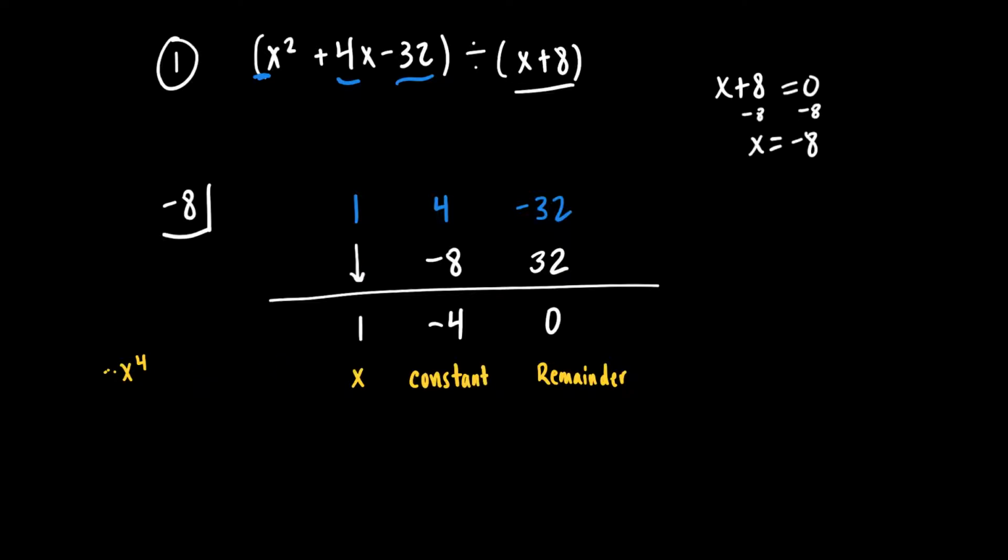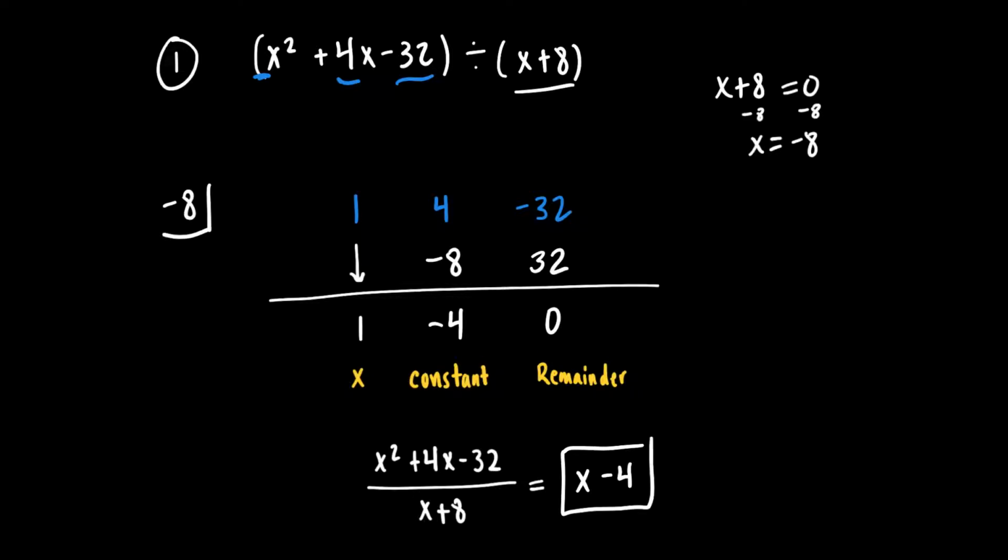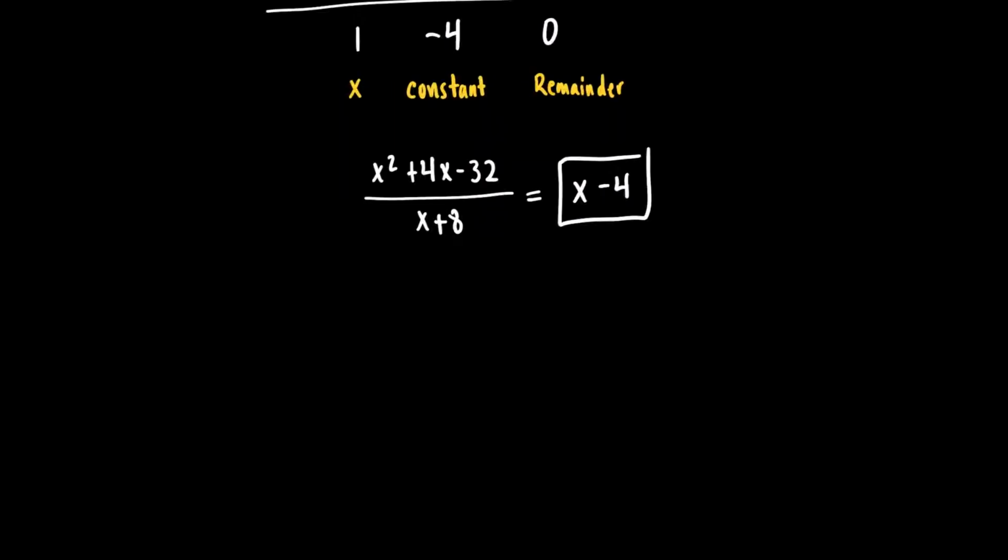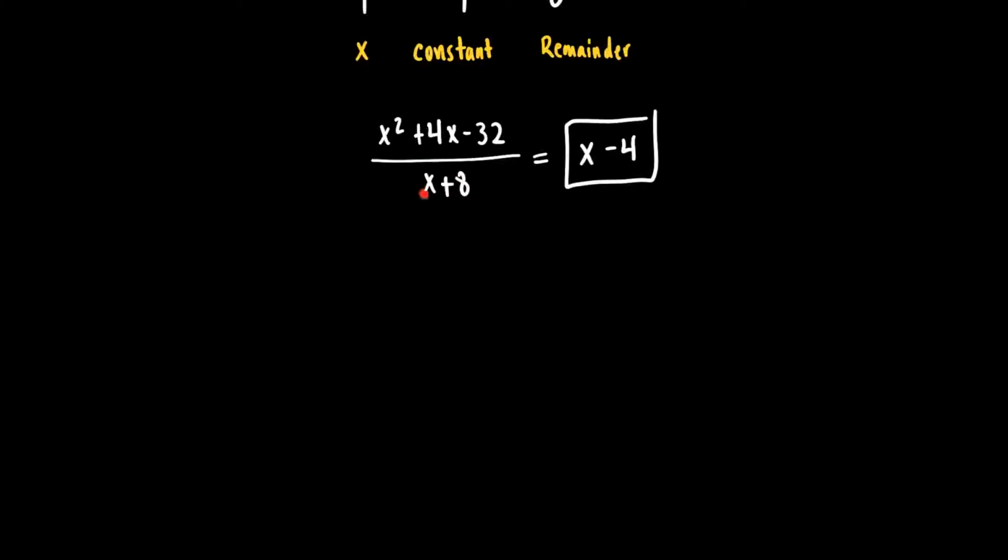So our answer then here, when we write this out, is we're going to say that x squared plus 4x minus 32 divided by x plus 8 is 1x minus 4 with a remainder of 0. So I'm not going to bother putting in the remainder there. But it's going to be 1x minus 4. So that would be your answer. And what's really nice on these is that you can check these by just multiplying the original thing you were dividing by and the answer, and you should get the original polynomial there.